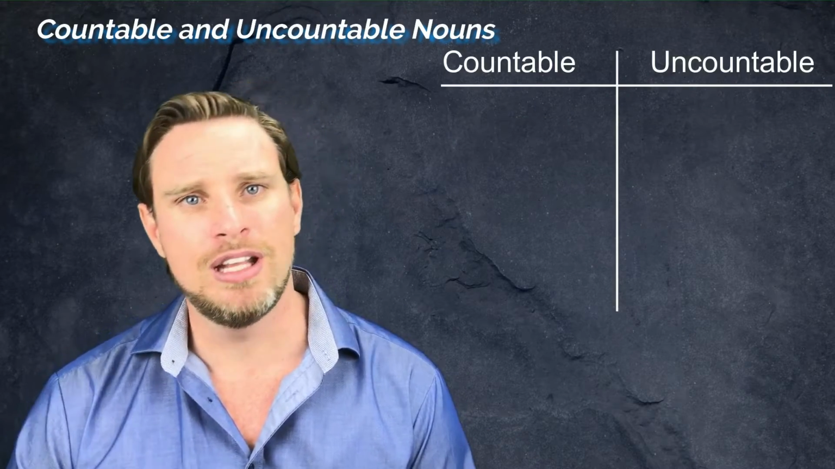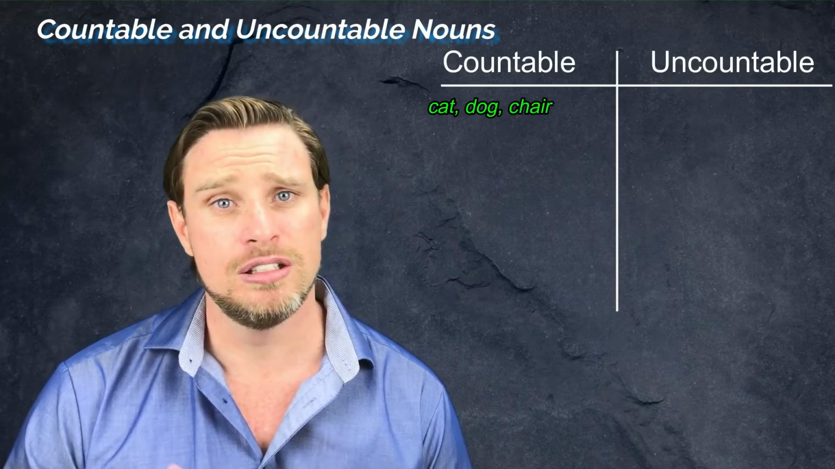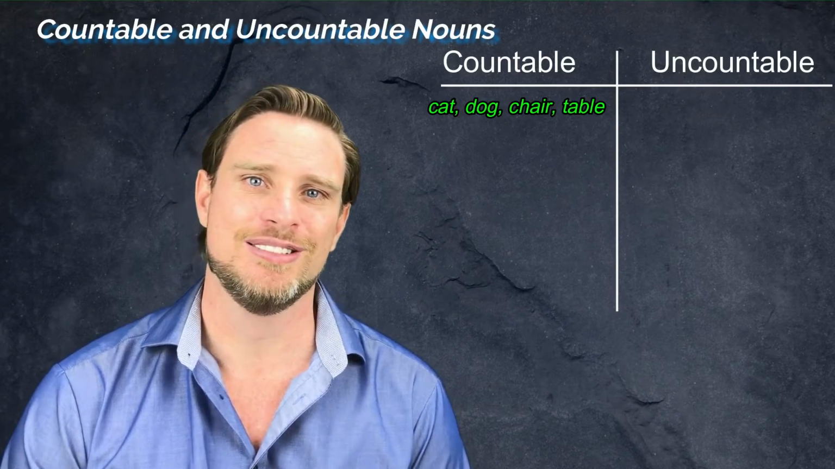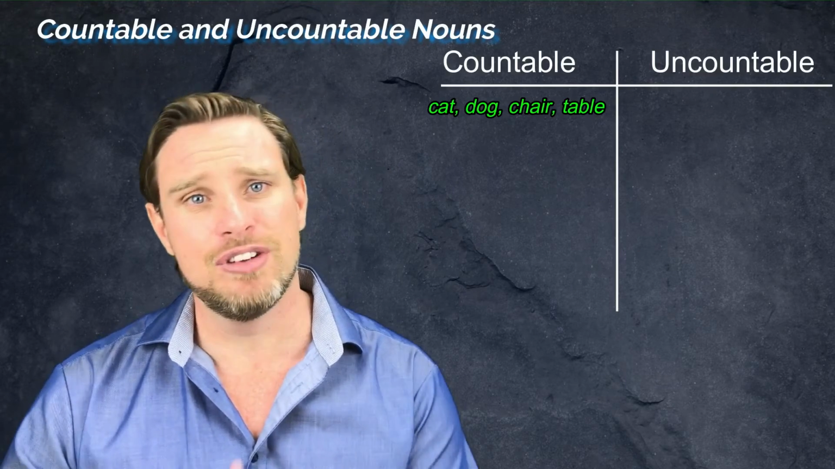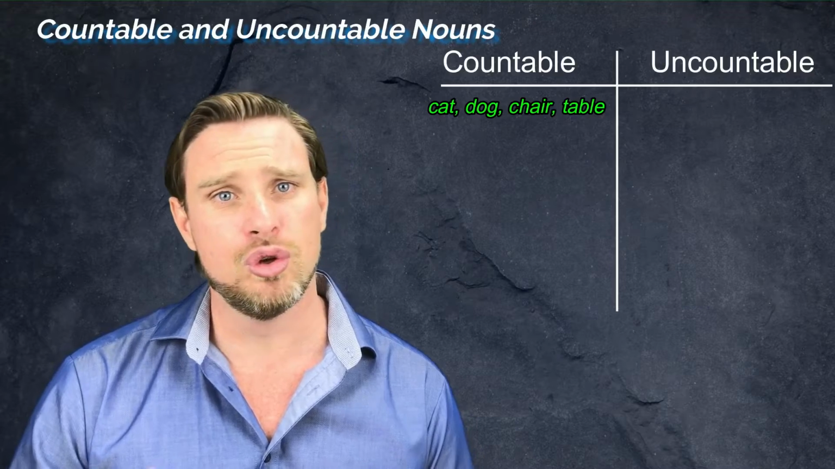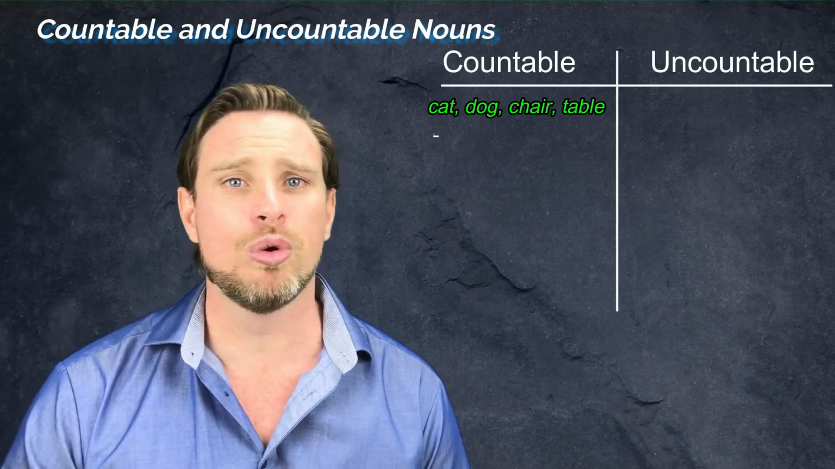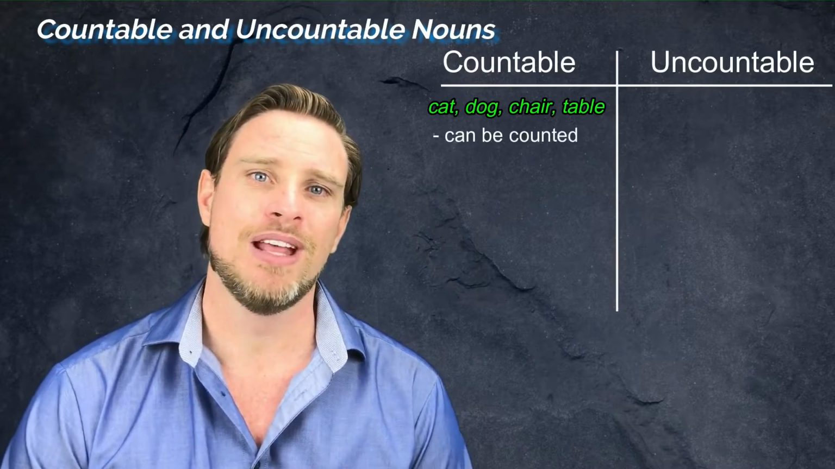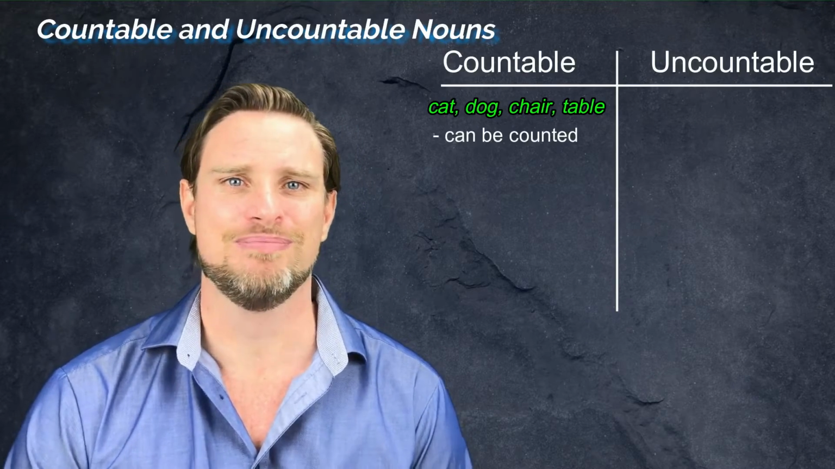For example, cat, dog, chair, table, all countable nouns. There are 3 cats. I have a dog. We need 4 more chairs for our guests. We have 2 tables. Okay? Countable nouns can be counted. Uncountable nouns cannot be counted.